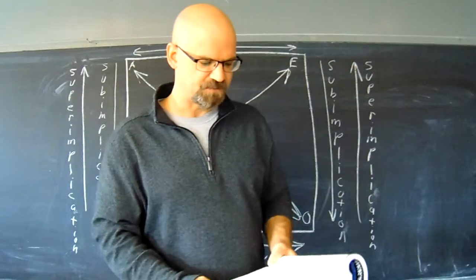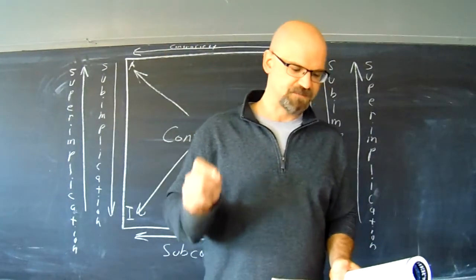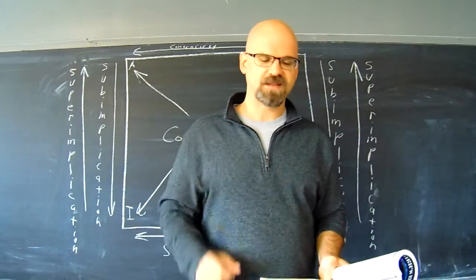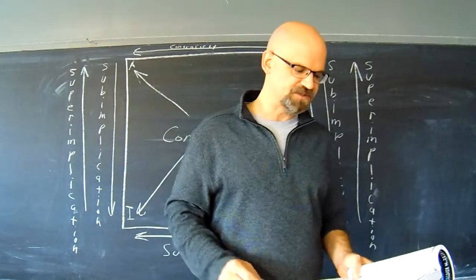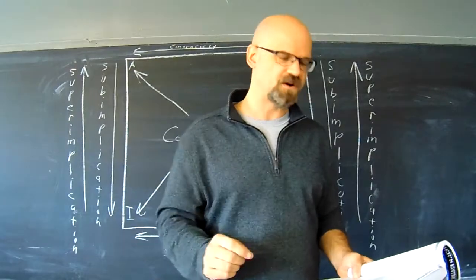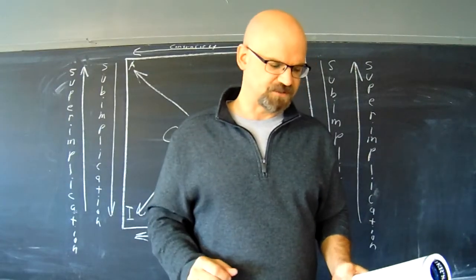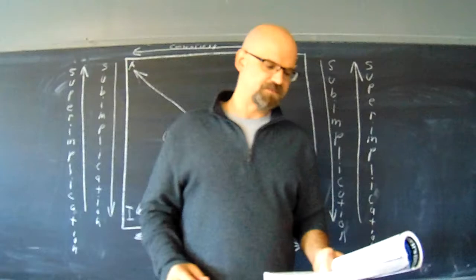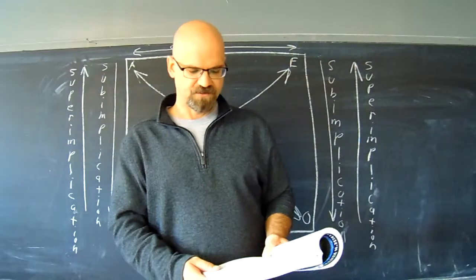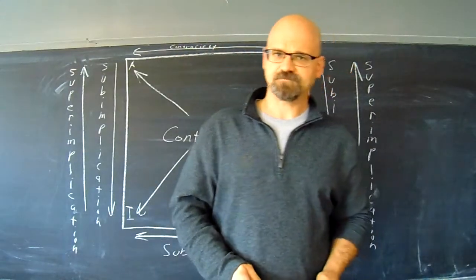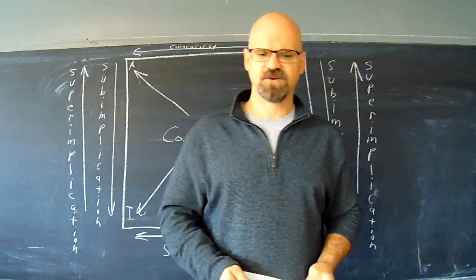Superimplication is the relationship between particular and universal propositions. I relates to A, O relates to E. The truth of the particular proposition does not necessitate the truth or falsity of the universal proposition. The falsity of the particular proposition implies the falsity of the universal proposition. Okay? So that's just some points about those two.